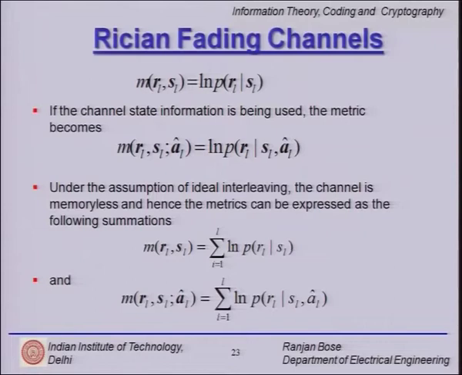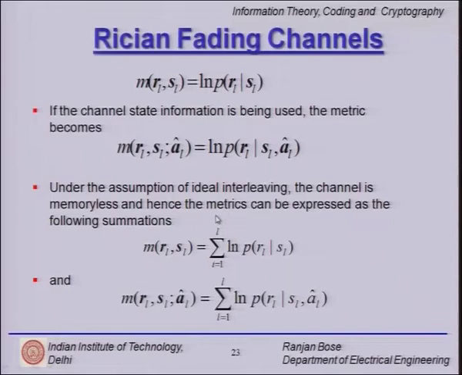Now, we can say that we have access to the channel state information. So, the fading coefficients are known, or at least the estimates are given. So, this metric also has R_L, S_L semicolon A_L hat, and this is the metric that comes in. So, we have the probability of R_L given S_L, with the estimates. Under the assumption that ideal interleaving is happening, we can assume that the channel is memoryless. So, each symbol does not have any implication on the subsequent symbol.